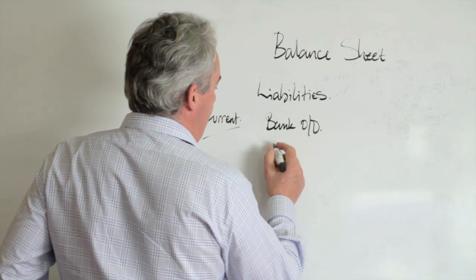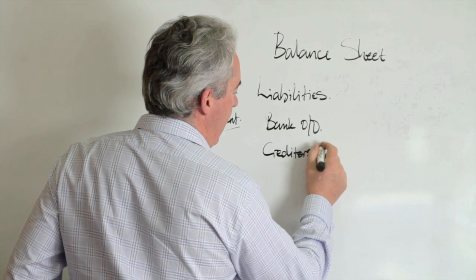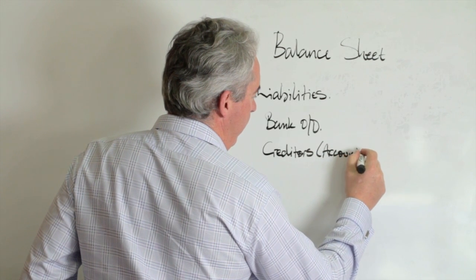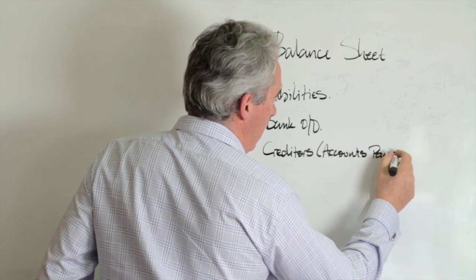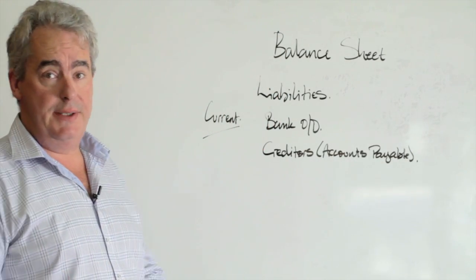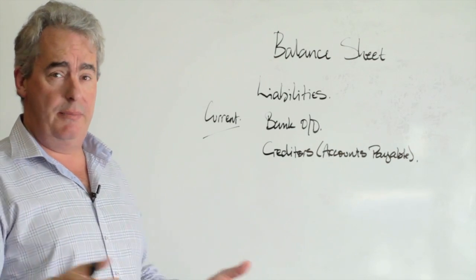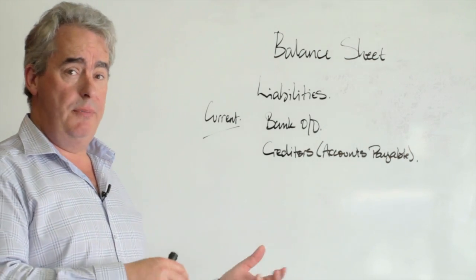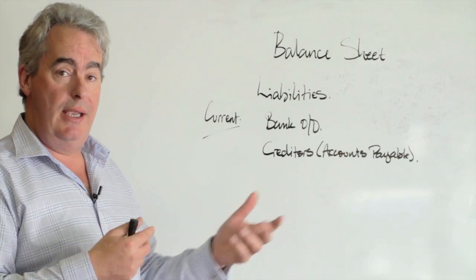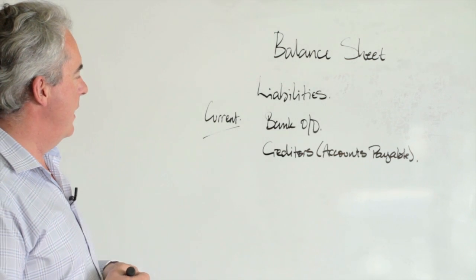There will also be an account called trade creditors. Now this is also known as accounts payable. Okay, that's the money that we owe our suppliers. It could be the gas company, it could be our stationery supplier, it could be our fuel supplier, it could be our supplier of products that we need to manufacture in our business. So we've got our bank overdraft, we've got our trade creditors.